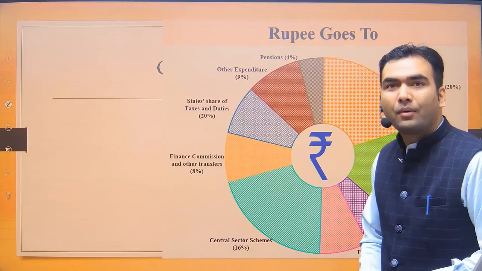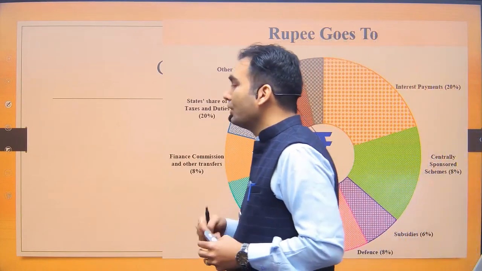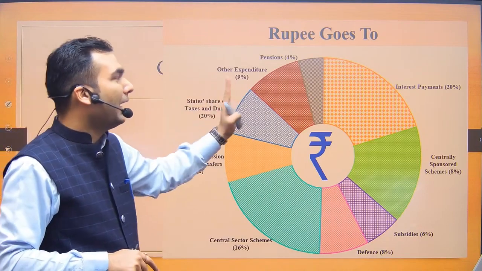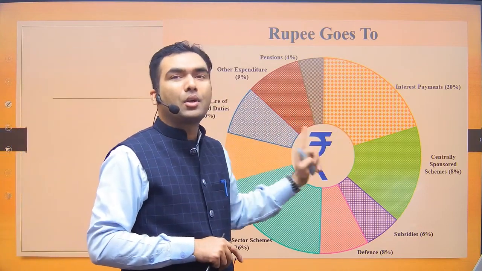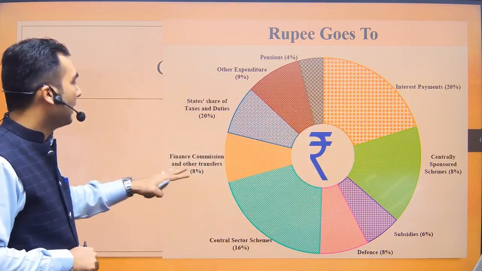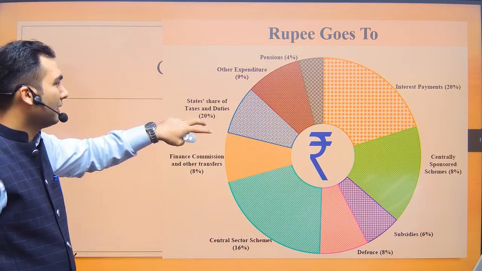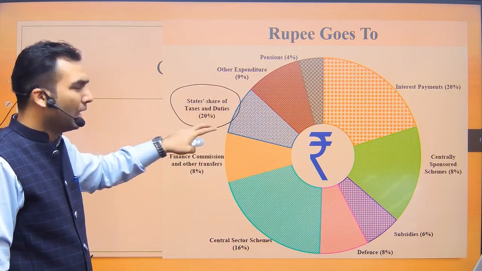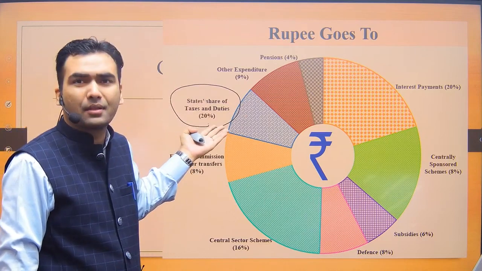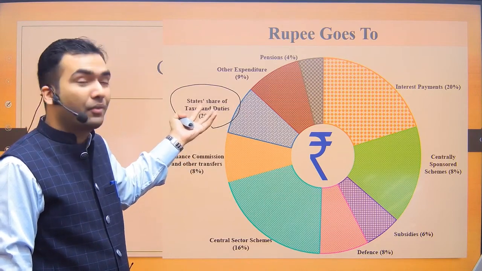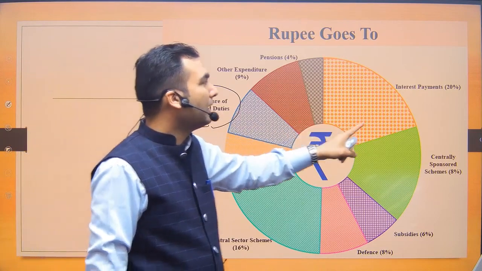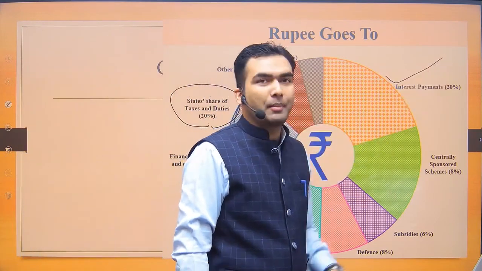Now let's see from where the government does this expenditure. Now the biggest element, see, all these numbers you need not memorize. What you need to memorize is that the biggest element in this expenditure is, first, the state share of taxes and duties. Now this is not relevant because this is mostly based on the Finance Commission recommendation. Nothing much can be done. Now the most important thing is that the biggest element is interest payment.